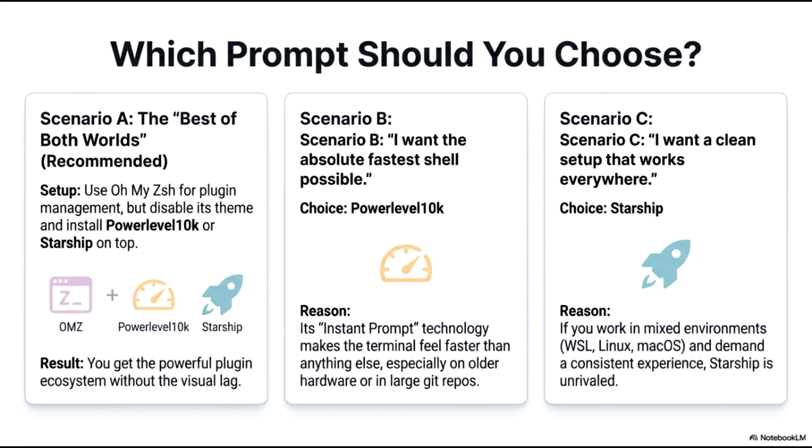If your primary goal is the absolute fastest shell response, look at Scenario B. PowerLevel 10K is the premier choice for performance. Its instant prompt technology makes the terminal feel faster than anything else available, which is particularly beneficial on older hardware or when working inside massive Git repositories that might otherwise cause delays.